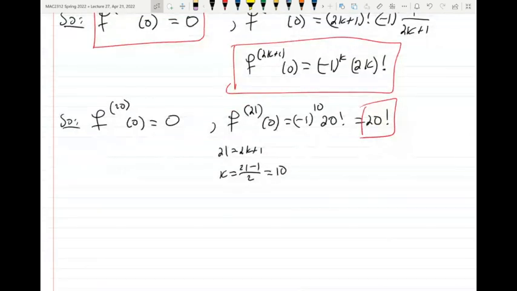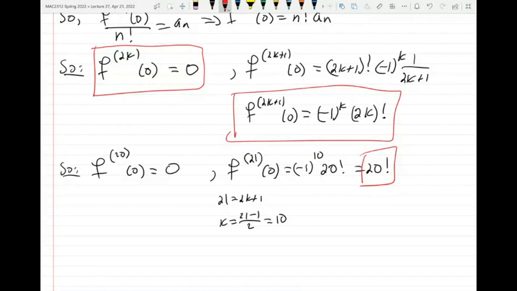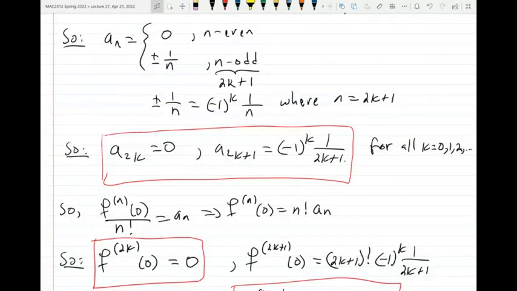Okay, so again, if we scroll up just a little bit more. Okay, so if we plugged in 2 for k in a_{2k+1}, that would then give us the 5th term of the series, a5, the 5th coefficient.